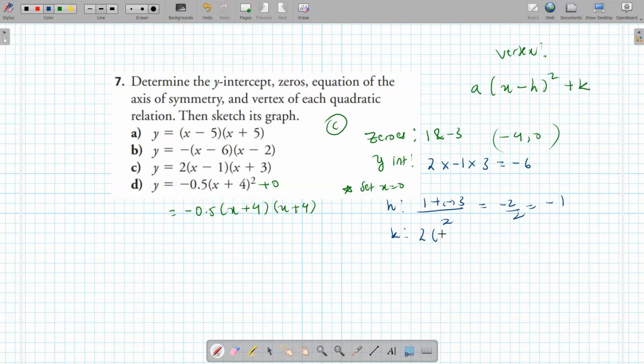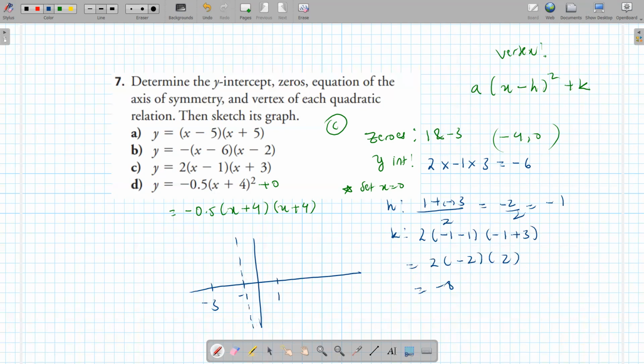So it's going to look like this: 2 times (-1 minus 1) times (-1 plus 3). So this is 2 times -2 times 2. That will be -8. So there you go. If you want to graph it, we can quickly graph it. 1 and -3 are the x-intercepts. -1 is the axis of symmetry, or the x value of the vertex. You have -6 as your y-intercept.